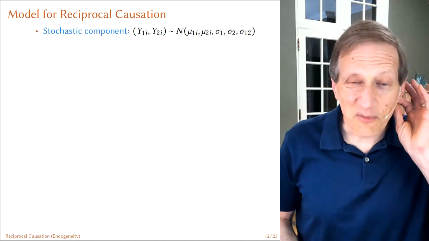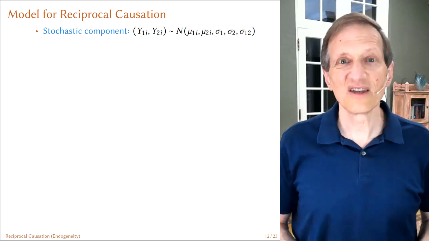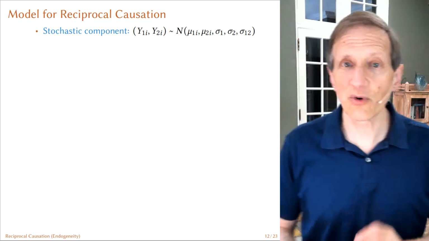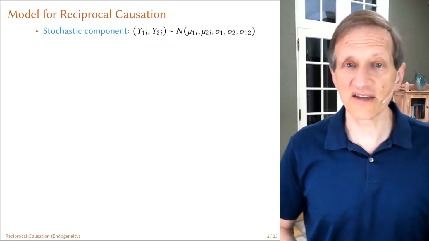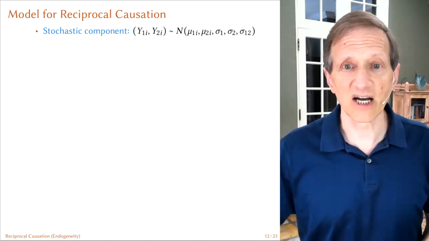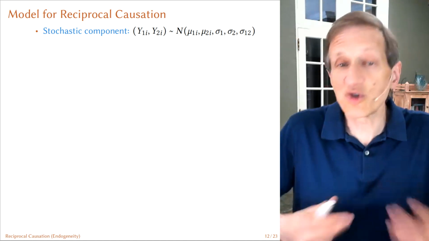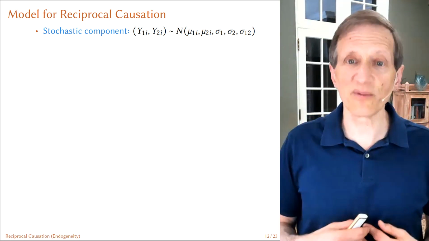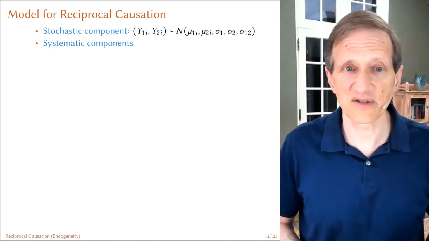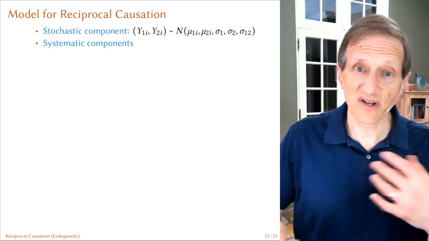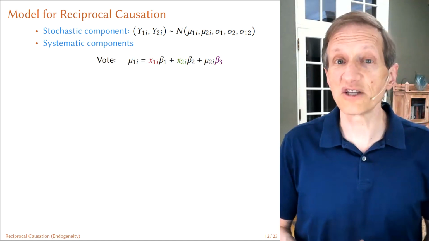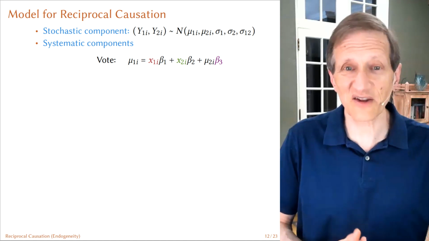Let's think about it from a multiple equation model perspective. So first of all, we're going to have a stochastic component. Simple multiple equation stochastic component, in this case for two variables. We have y1 and y2. We're going to assume that they're bivariate normally distributed, so there's two means and two variances and a covariance. That's the stochastic component. There's two systematic components, and I'm going to give you a specific example just to get a good feel for it.